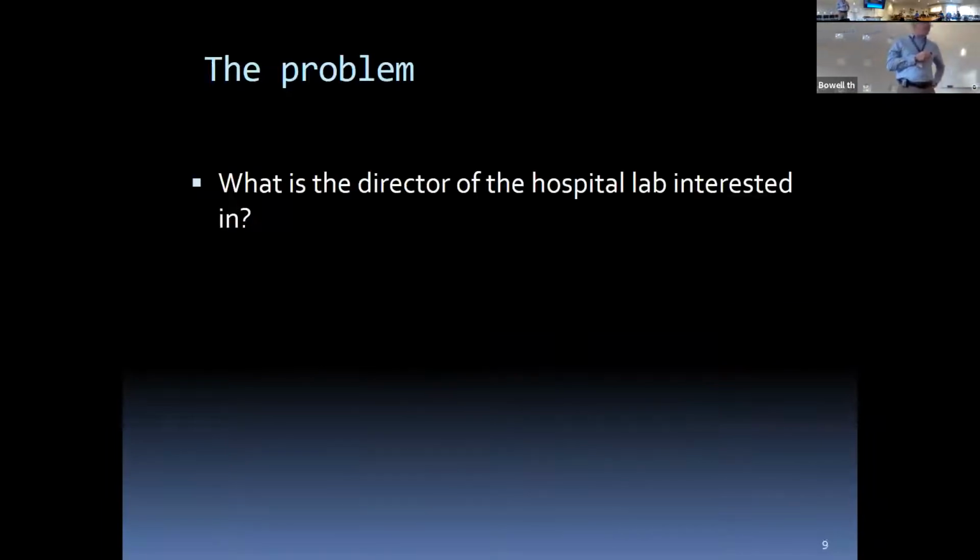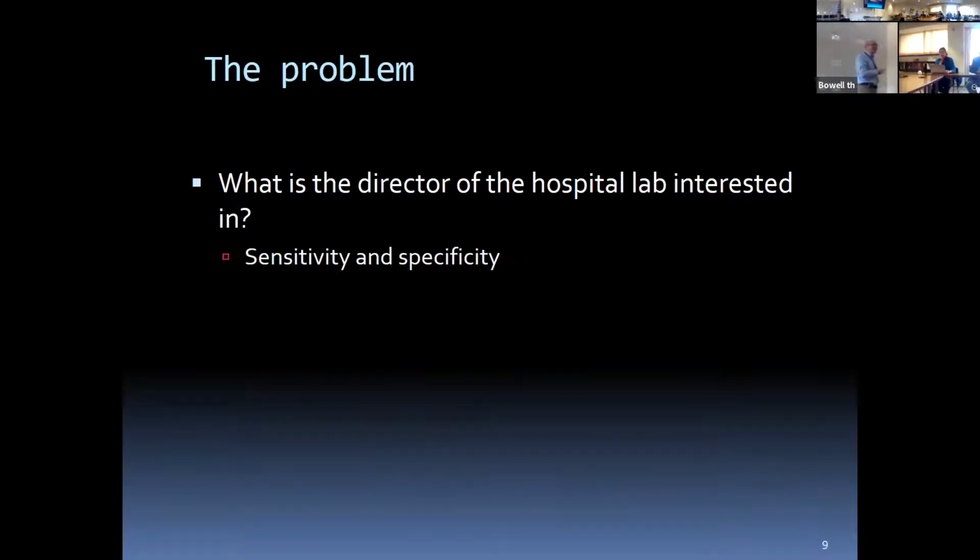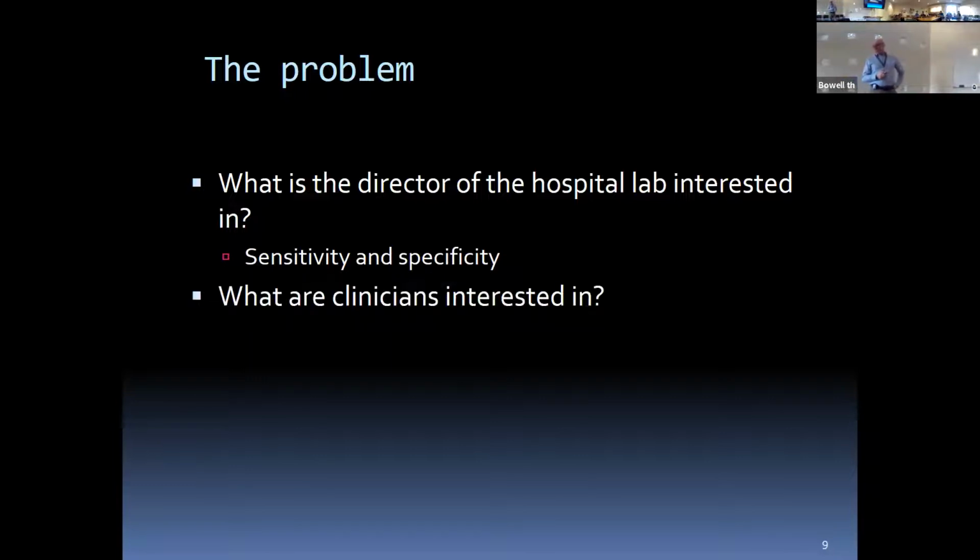The problem is that a director of a hospital, what is the director of the hospital really interested in when they buy a new test down in the lab? What are they interested in? They're usually interested in sensitivity and specificity. A new ELISA comes in, Hep C, when I was a fellow, we went from the second to the third generation, and wonderfully it had more sensitivity and more specificity, and then the director can swap it out and put the new test on the shelf. We're all happy, great. What are clinicians interested in?